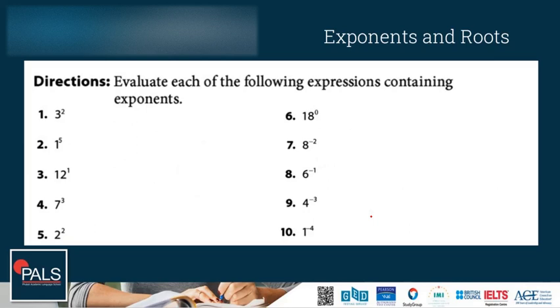Let's try some problems. The direction is: evaluate each of the following expressions containing exponents. I want you to pause the video. Give yourself time to answer questions number 1 to number 10. Then when you are finished, press play to check your answers.